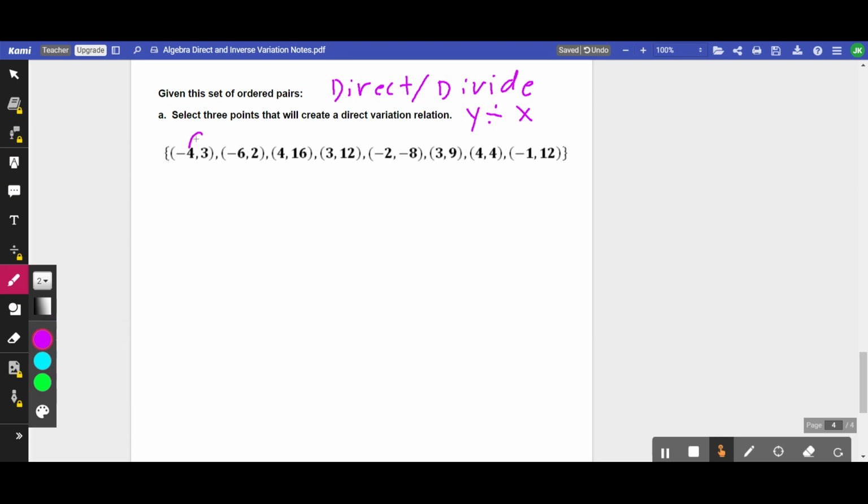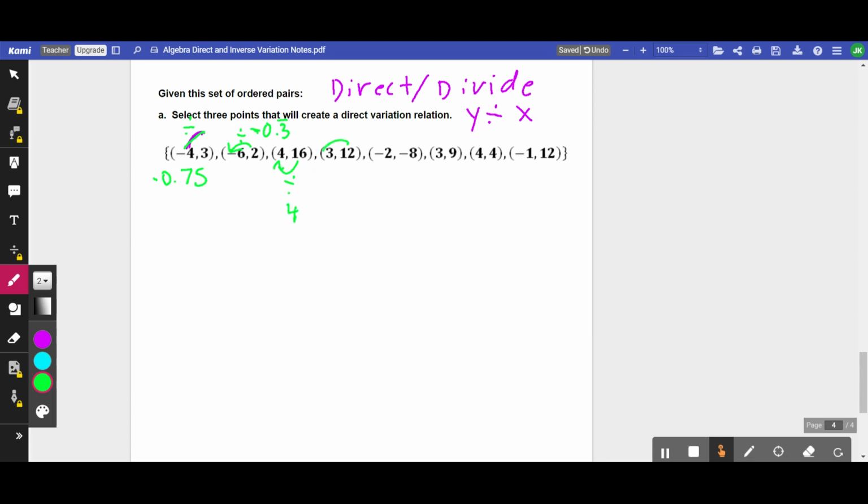So for this one, you'll do 3 divided by the negative 4. If you divide those two, you'll get negative 0.75 for that one. And you can do each one. So you can divide this by this. So 2 divided by the negative 6 would be negative 0.3 repeating. And then you can divide that by that. So 16 divided by 4 would be 4 for that one.